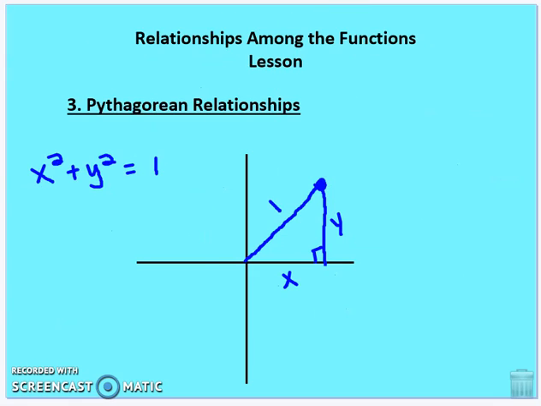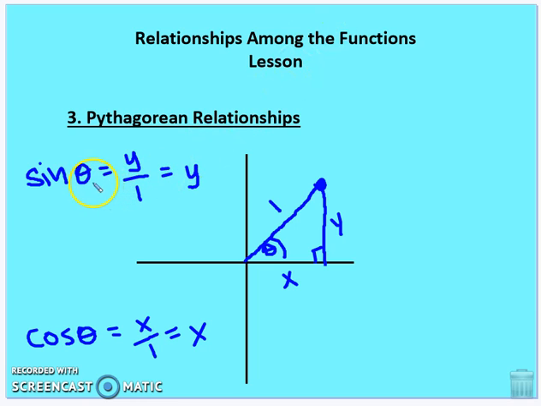All right, so now we're going to talk about our Pythagorean relationships. We're going to remember back to our geometry days. The Pythagorean theorem says a squared plus b squared is equal to c squared. So the sum of the squares of the legs of a right triangle is equal to the square of the hypotenuse. Now we're going to relate this to a unit circle in which the hypotenuse is equal to 1. So in this case, x squared plus y squared is going to be equal to 1.